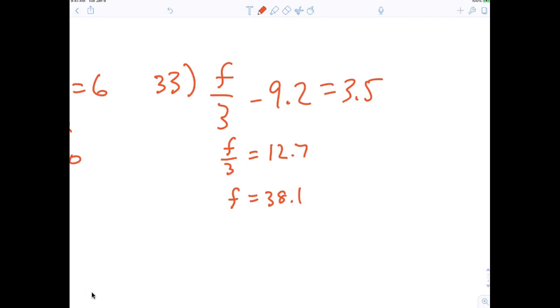That's good mental math practice, right? 12 times 3 is 36. 3 times 0.7 is 2.1. 36 and 2.1 is 38.1. Everybody okay with that? All right.